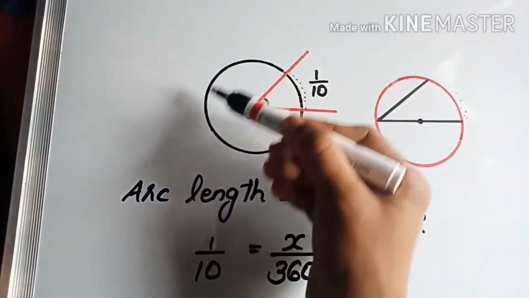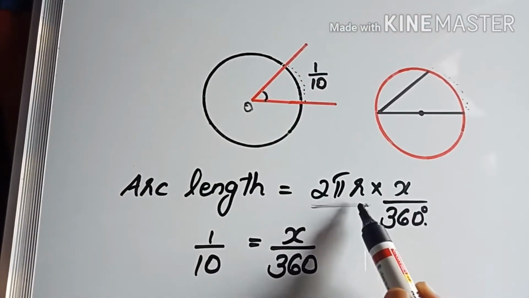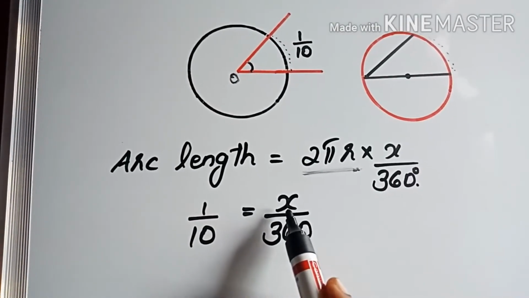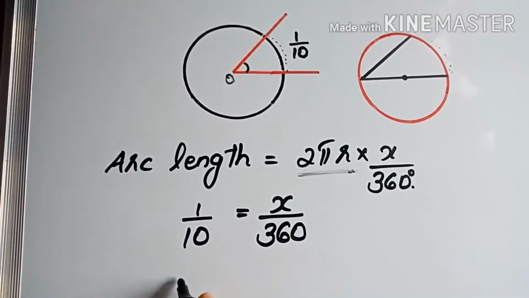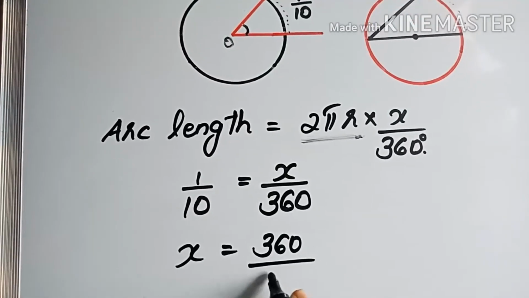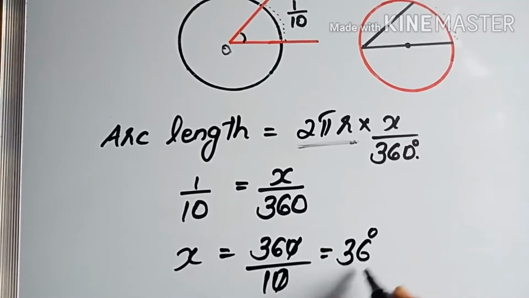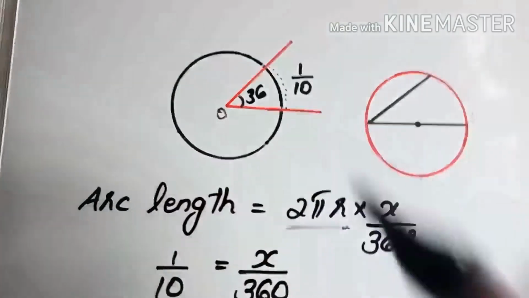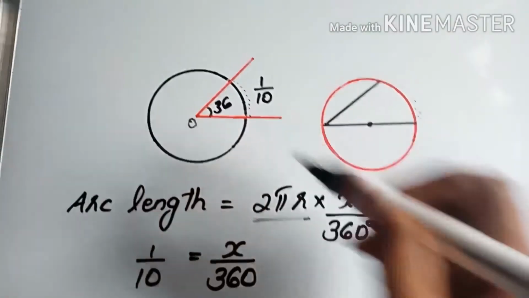Total perimeter's 1 by 10 portion, so the arc length is 1 by 10 of this 2 pi r, and that is equal to x by 360. From this we need to find x. X means the central angle, that means this angle O. So x will be equal to 360 divided by 10, that is equal to 36 degree. So the central angle in the first figure is 36 degree.